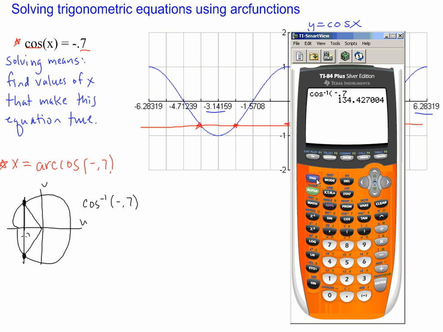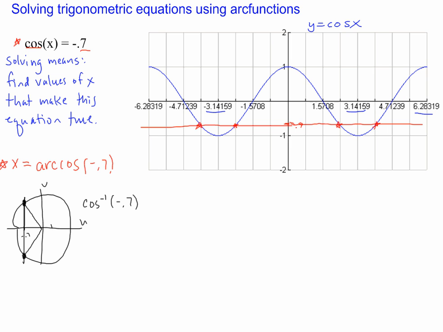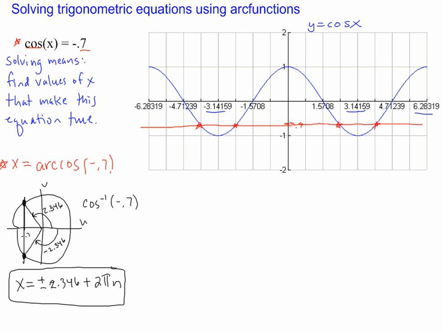Second quit and second enter to just type that in again. Great. I get 2.346 radians. Right, 2.346 radians. And that tells me that this other one, by symmetry, is negative 2.346 radians, right? So x is equal to plus or minus 2.346 plus 2 pi n radians, right? Because this point here is 2.346 plus 2 pi n, and this point here is negative 2.346 plus 2 pi n.